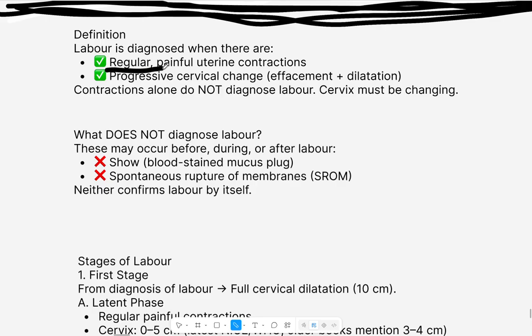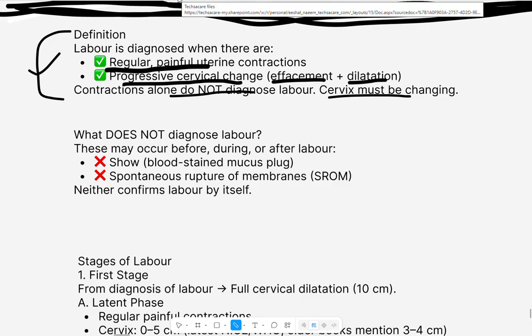So we have regular, painful uterine contractions, and we have what we call progressive cervical change. Progressive cervical change basically means effacement and dilatation at the same time, both of them happening together. So contractions alone do not diagnose labor. We must have the cervix changing along with it for it to be the diagnosis.